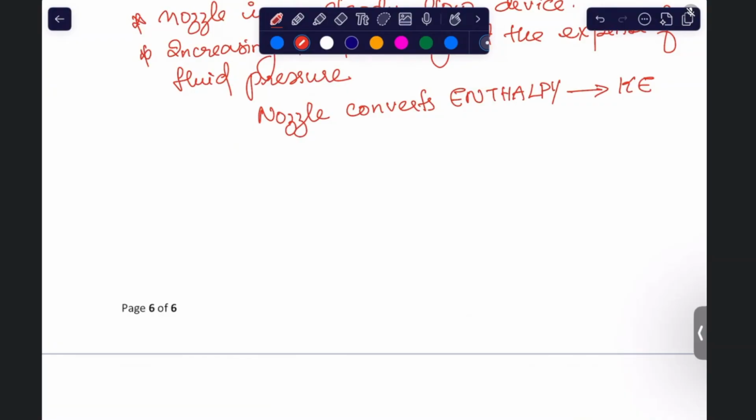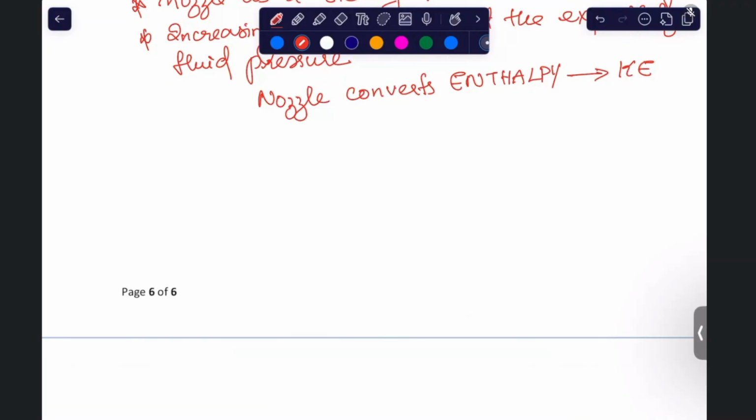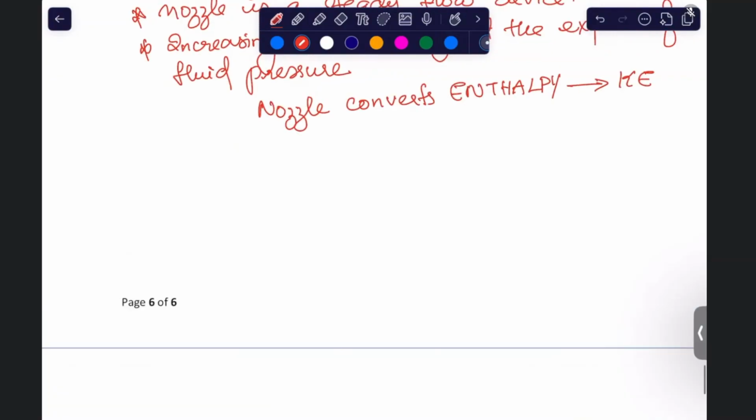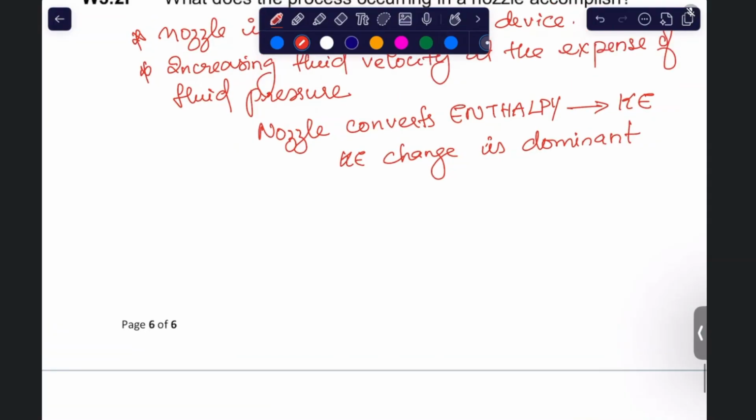Usually for a nozzle, in an ideal scenario, heat transfer is often neglected, and changes in potential energy etc. are also neglected. The major change is in kinetic energy. The kinetic energy change is dominant across the nozzle flow, and it comes at the expense of the fluid's enthalpy. Now next question.